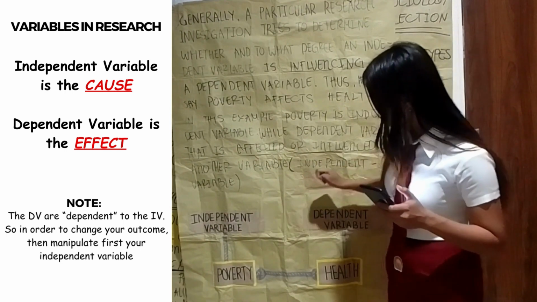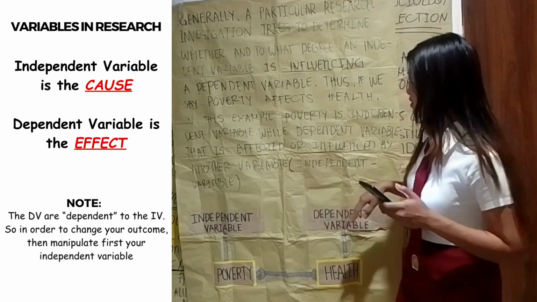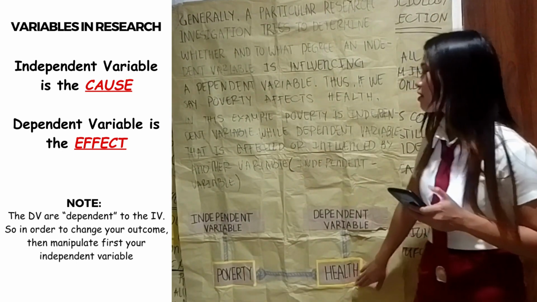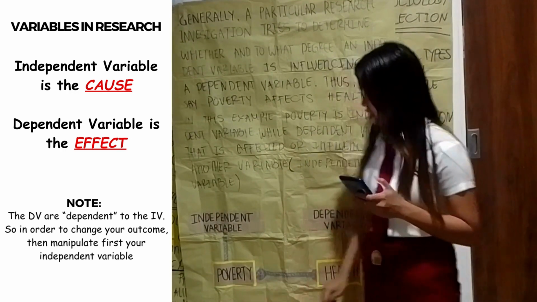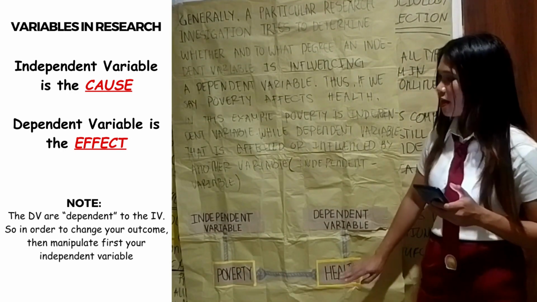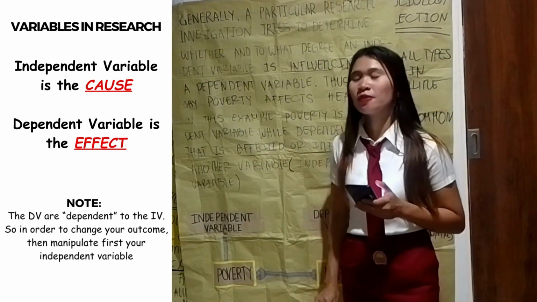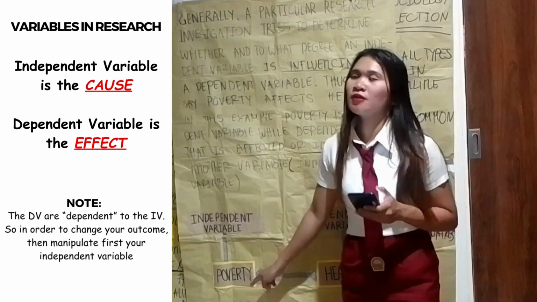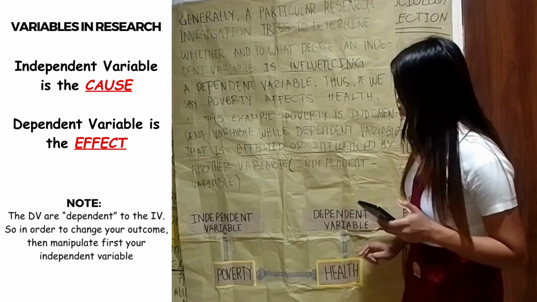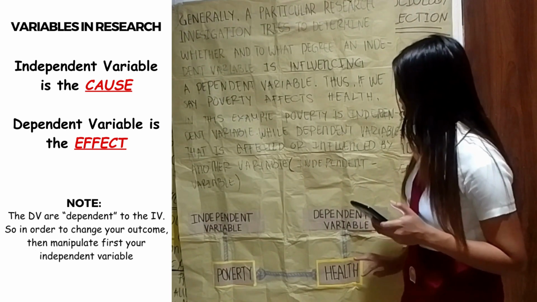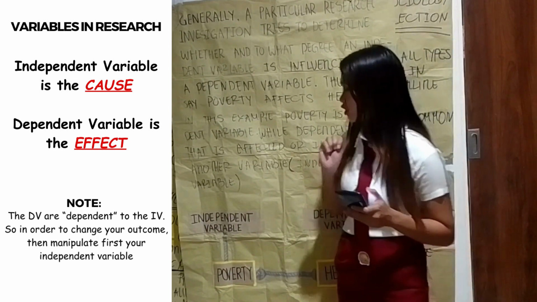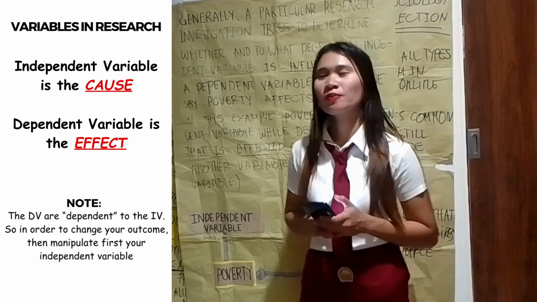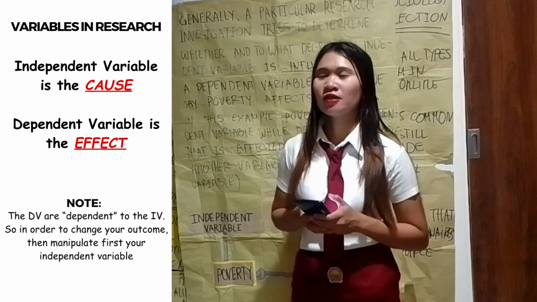Here are my examples of independent variable and dependent variable: poverty and health. Poverty is the cause and health is the effect. Of these two kinds of variables, only independent variables can be manipulated. To change the outcomes, you should first change the independent variable. And that is my discussion about research method in medical sociology.